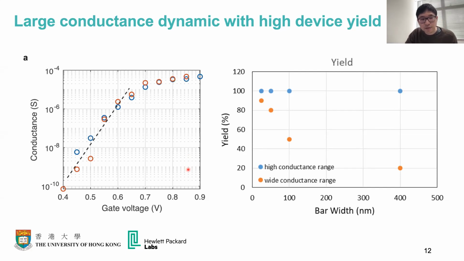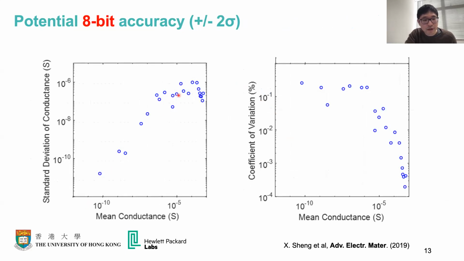So that enables us to operate the device in a much lower conductance range, which means lower current and lower power consumption. And we also examined that this wide range phenomenon is actually dependent on the device size. Generally, a smaller device has a higher yield to have a large conductance range. And because it has a very wide conductance dynamic range, we measure the device statistics.